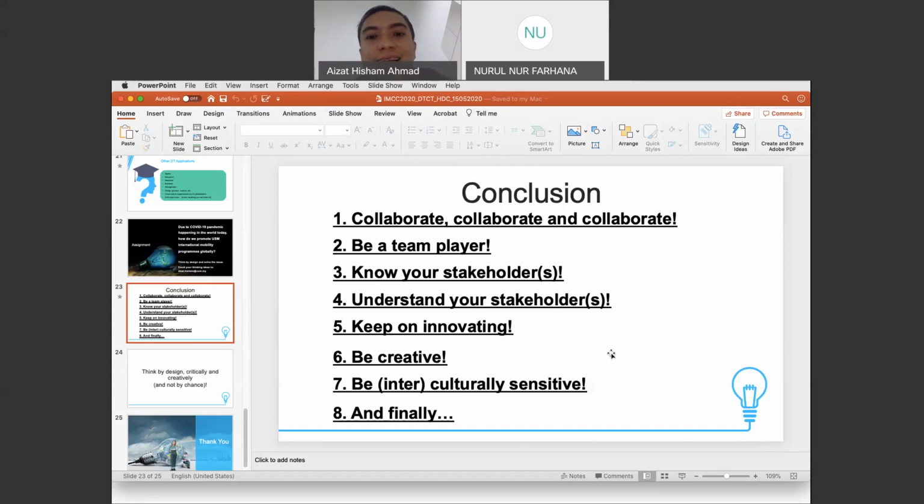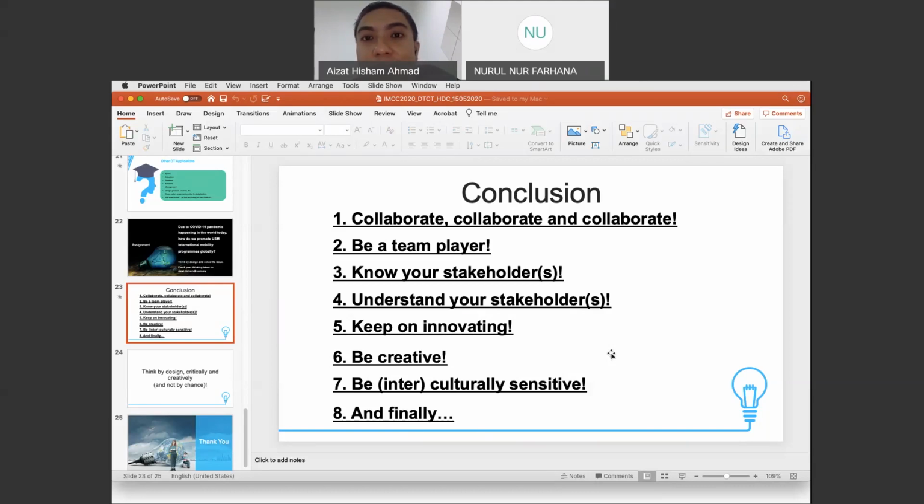And then keep on innovating. Don't be afraid to innovate something. It doesn't have to always be successful, but as long as you keep on innovating, you are trying to achieve something, then you are on the right path. And how to innovate is through design thinking. Be creative, creative thinking. Be culturally sensitive or interculturally sensitive. So again, I have highlighted a few times about culture.